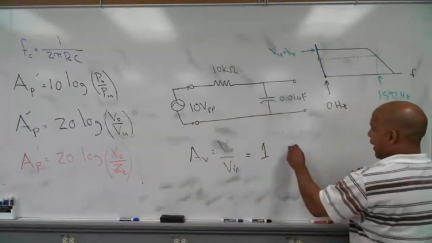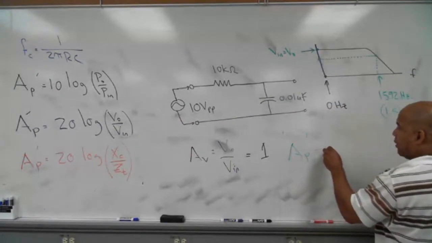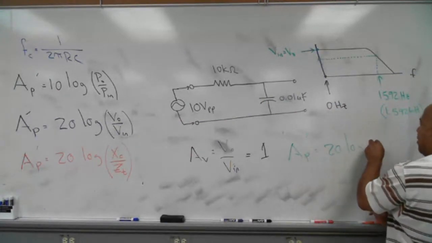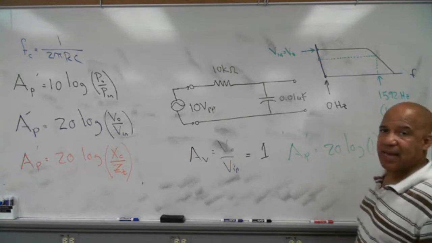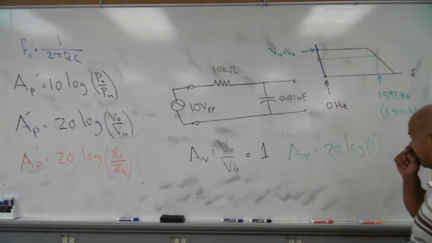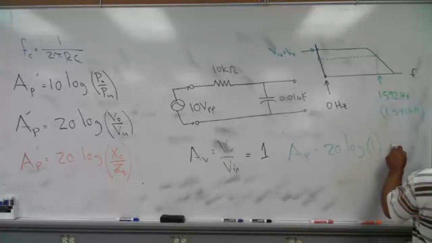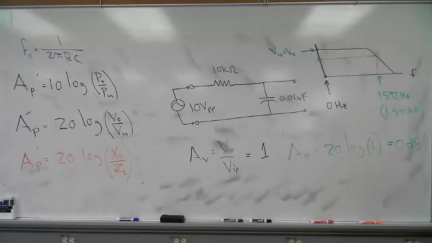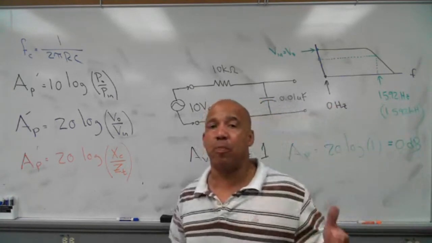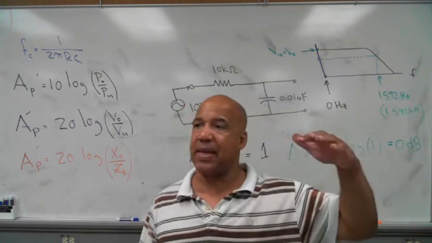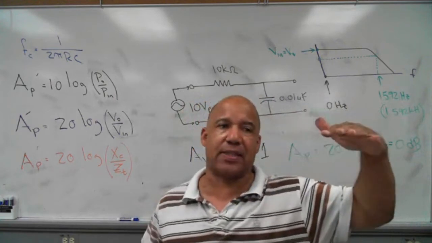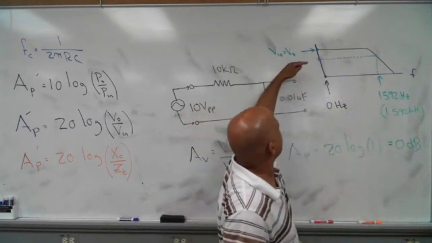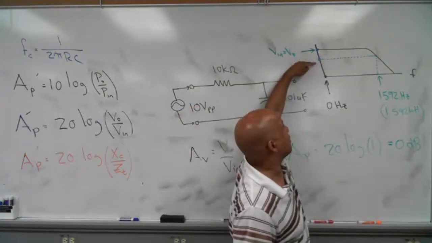I'm going to have AP prime is going to be 20 times the log of 1. And if you do 20 times log 1, what do you get? You just get 0. You get 0 dB? Yeah. Okay. Now, don't be bothered by a 0 dB. 0 dB is not the starting point. It's like if this was 0 dB, then I can go down to this.